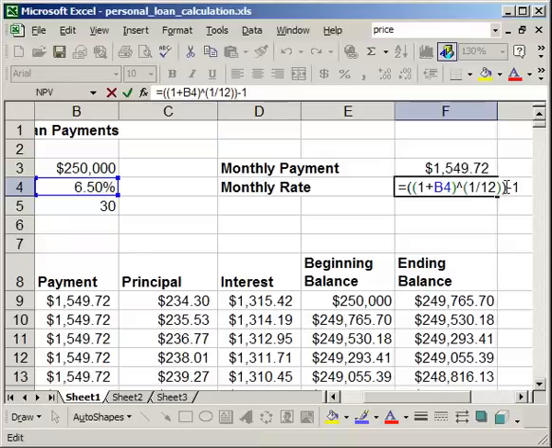So it's basically 1 plus the interest rate raised to the power of 1 divided by the factor, or the number of periods in 1 year, minus 1. A little bit confusing. Just note that here it's basically saying 1 plus 6.5% and then caret, so raised to the power of 1 divided by 12 months, and then minus 1. So if it was semi-annual, just change this to a 2 instead of 12, and it's going to get you the right number. So that's how you do the monthly rate.